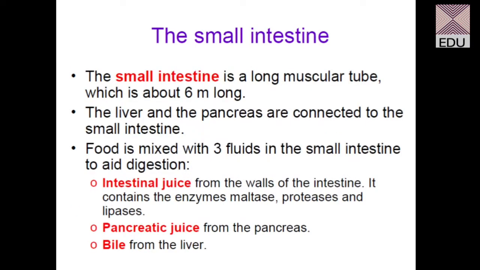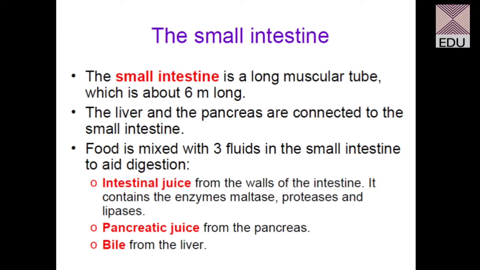Now, the intestine is a muscular tube which is about 6 meters long. In the case of man, it may be smaller or it may be longer in size. The liver and the pancreas are connected to the small intestine, but you should remember that these two glands open via a single duct called the common hepatic and pancreatic duct, which carries the enzymes from the liver and the pancreas to the duodenum. So the enzymes are poured onto the duodenal part.